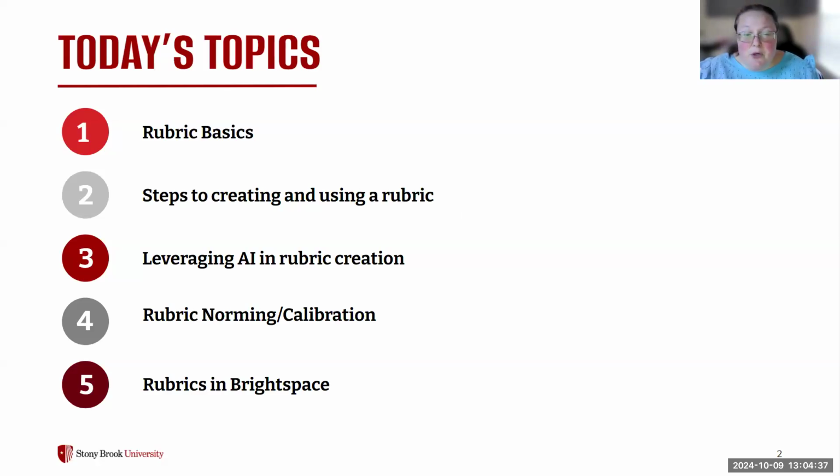We'll talk a little bit about rubric norming and calibration. This is important for when more than one person is going to be using the rubric to evaluate work, right? So whether you have teaching assistants or multiple graders in a course, or you're looking to create a rubric that's going to be used across multiple sections with different instructors for a course, ideally you want to make sure that it's being interpreted and applied kind of in a consistent and fair way. And then we'll talk a little bit about rubrics in Brightspace and how you can use them as a tool to make it easier to provide student feedback through the LMS.